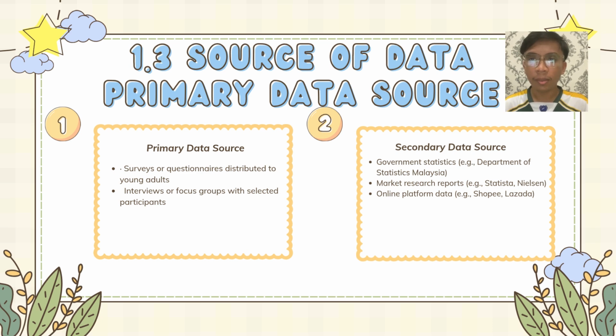Source of data, primary data source. First, primary data source. Survey or questionnaire distributed to young adults. And interview or focus group with selected participants. Second is a secondary data source. First, government study. Example, Department of Statistics Malaysia. Second, market research report. Example, Statista and Nielsen. And third, online platform data. Example like Shopee, Lazada, and others.